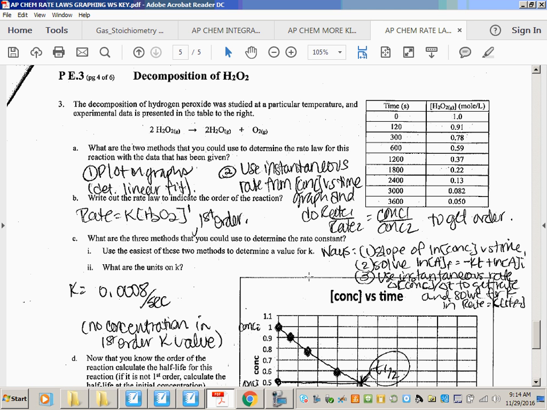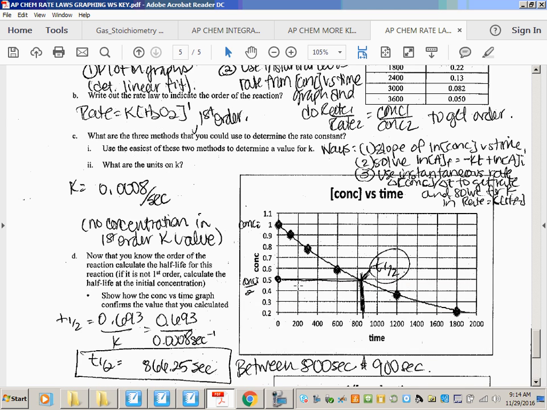So K times hydrogen peroxide to the first power. And then what's the easiest method to determine the K value? If you already have the integrated rate law, which we do have here, through graphs, you can find the slope of the ln concentration versus time because it's first order. Slope is K in our integrated rate law. You can also solve for it if you pick your integrated rate law and plug in values for your initial, your final, and your t value, or you can do instantaneous yet again.